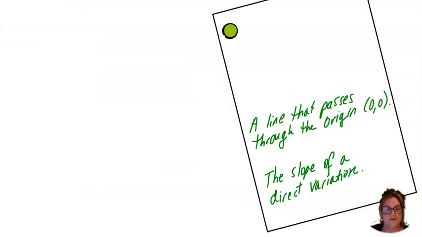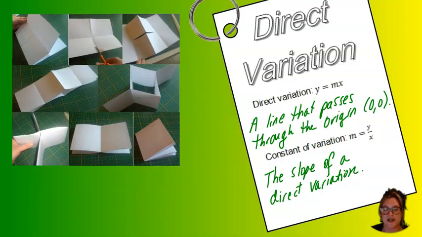So on the front of your notes booklet for direct variation, we're going to write that that is a line that passes through the origin. And remember, the origin of the graph is the point 0, 0, where x is 0 and y is 0. The origin is where the x and y axis intersect. The equation for a direct variation is y equals mx. Remember, slope-intercept form is mx plus b, but in this instance, the graph passes through 0, 0, the b is 0. So we're left with just y equals mx.